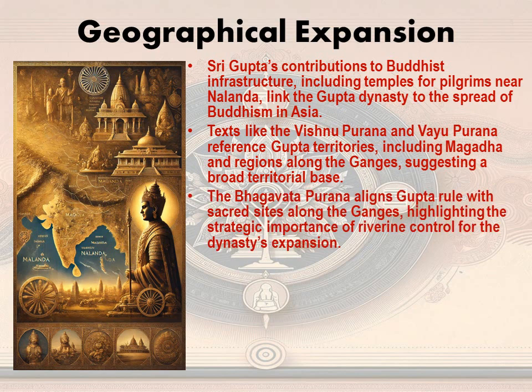The Bhagavata Puran aligns Gupta's rule with sacred sites along the Ganges, highlighting the strategic importance of riverine control for the dynasty's expansion. So it was not only the regions around Magad. According to Bhagavata Puran, the Guptas controlled all the sacred sites along the Ganga river, and thus we understand how strategically organized the Guptas were, and how important it was to control the riverine territories for the dynasty's expansion.